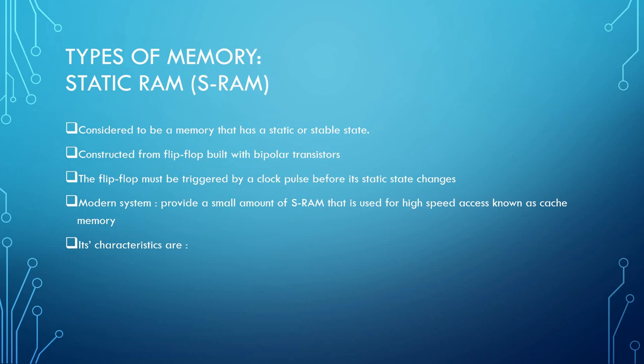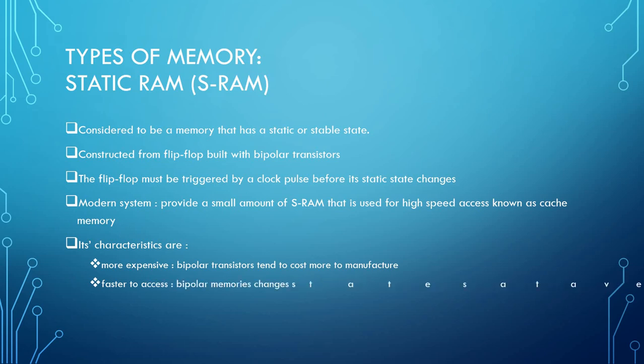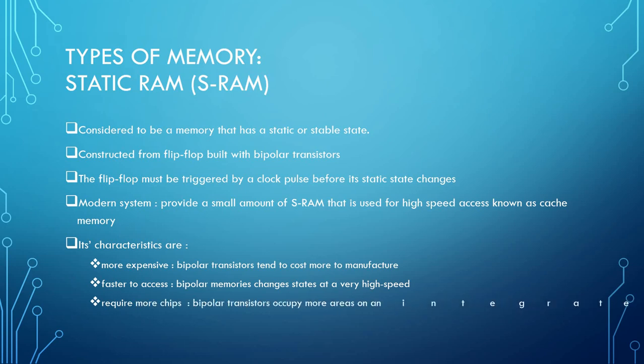Its characteristics: more expensive, since bipolar transistors tend to cost more to manufacture. Faster to access, since bipolar memories change states at a very high speed. Requires more chips, since bipolar transistors occupy more area on an integrated circuit, IC, chip. Does not require refreshing.